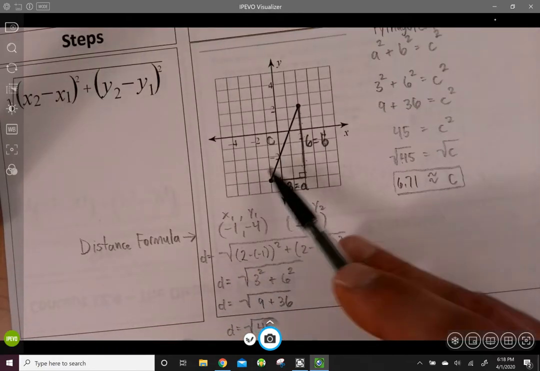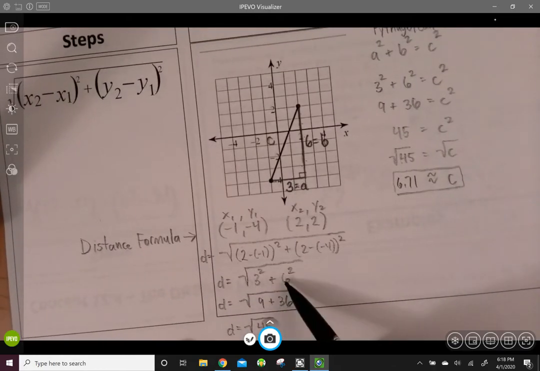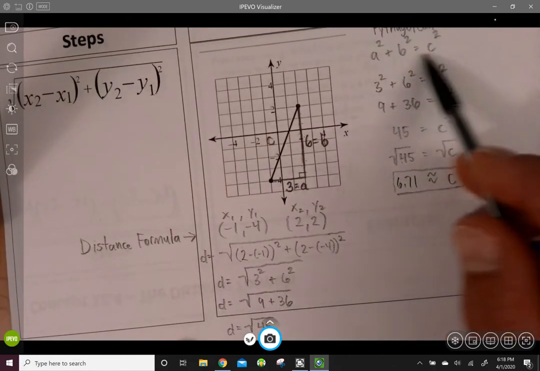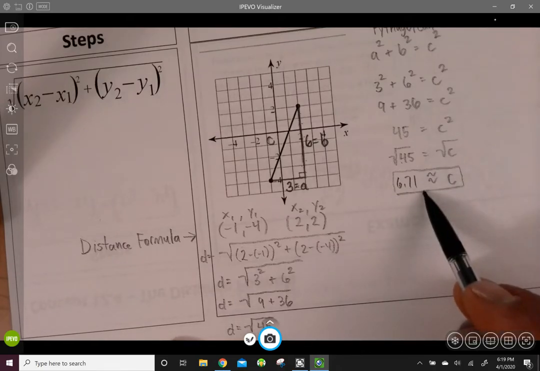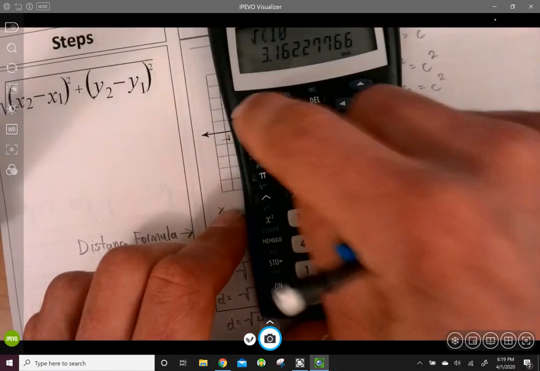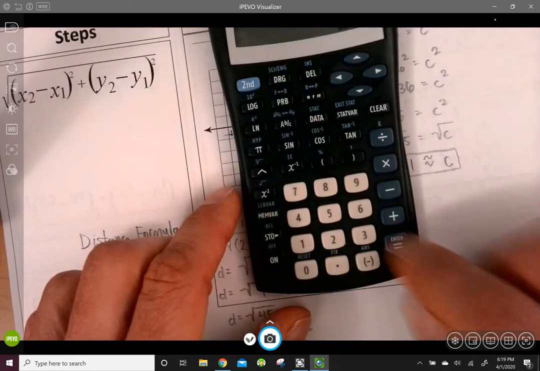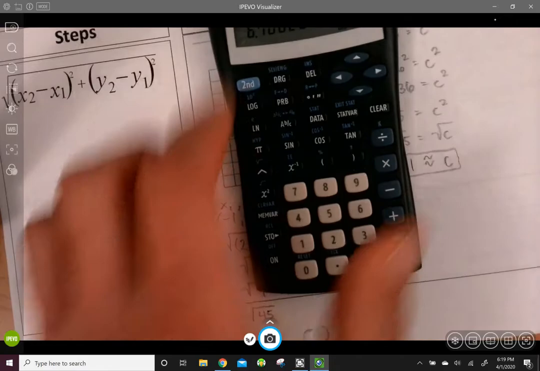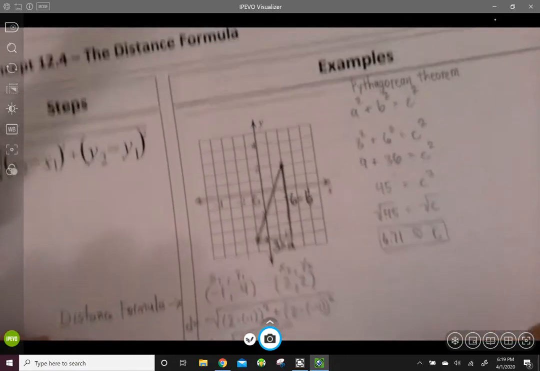So the distance between these points again is equal to the square root of 3 squared plus 6 squared. It's starting to look like what we did up here. And so the distance is equal to the square root of 9 plus 36. The distance is equal to the square root of 45. We already found that that is approximately 6.71. And I don't think we did. Let's just double check. Square root of 45 is 6.708. And that'll work.